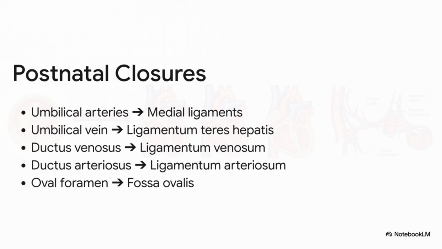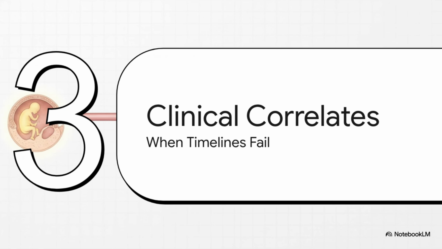Now, you've absolutely got to lock these into your memory for exam day. You must know the exact adult derivatives of these closed fetal structures. The umbilical arteries close up to become the medial umbilical ligaments. The umbilical vein closes to form the ligamentum teres hepatis, right there in the lower margin of the falciform ligament. The ductus venosus becomes the ligamentum venosum of the liver. The ductus arteriosus constricts down and becomes the ligamentum arteriosum. And finally, that flap of the oval foramen snaps shut tightly against the septum, eventually fusing completely to become the fossa ovalis. Finally, Section 6, Clinical Correlates.